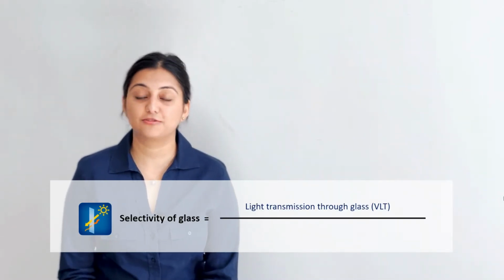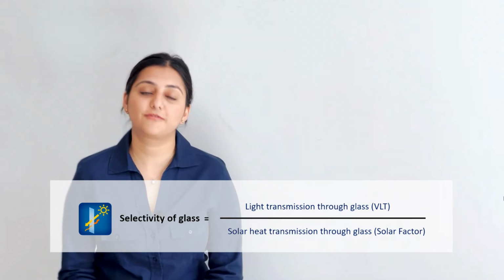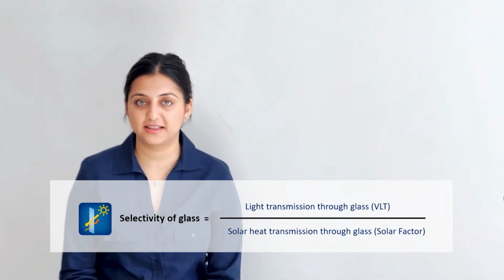For a coating to be efficient, the idea is that it should bring a lot of natural daylight inside the building and at the same time cut the excessive heat coming from the sun. So the selectivity of a glass becomes the ratio of the natural daylight coming through the glass to the heat from the sun that is coming inside the building. The heat from the sun is basically the solar factor of the product.